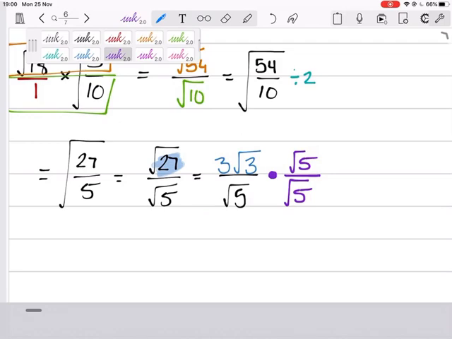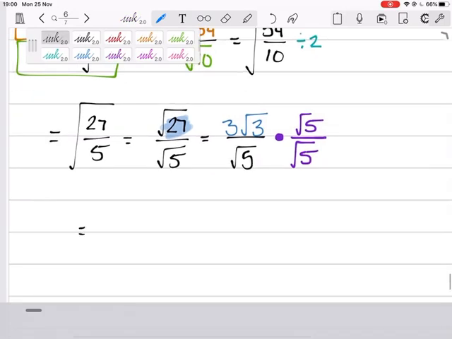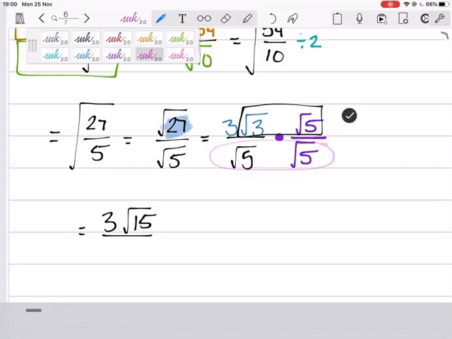So now across the top, I'm going to move this down a little bit. I have 3, and whenever I multiply, I can only multiply radicals with radicals. So that square root 3 and the square root 5 can multiply together to give me square root 15. And then on the bottom, when I do my square root 5 times square root 5, that's the same as square root 25, which I know is just 5.